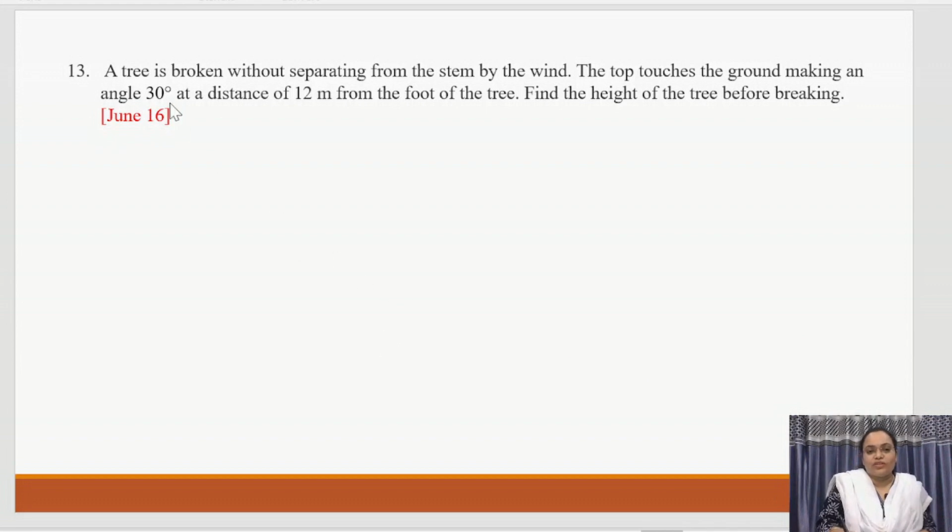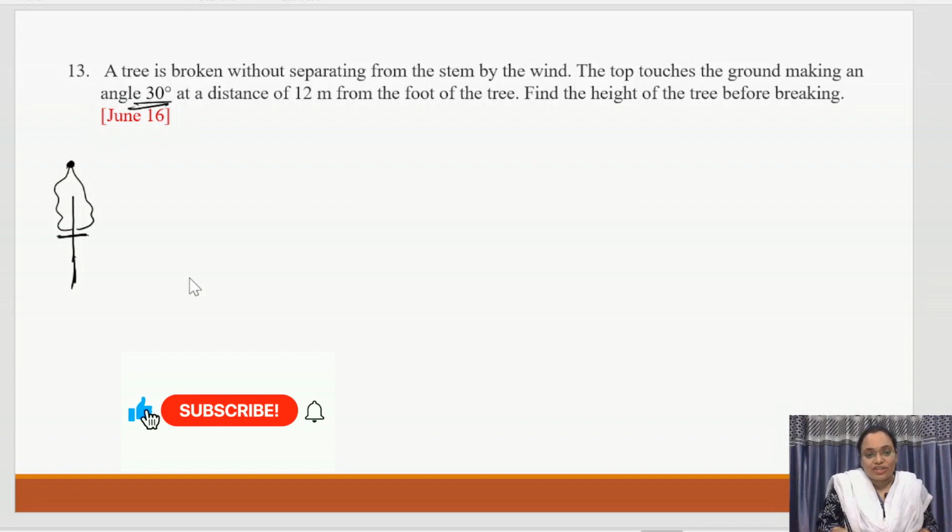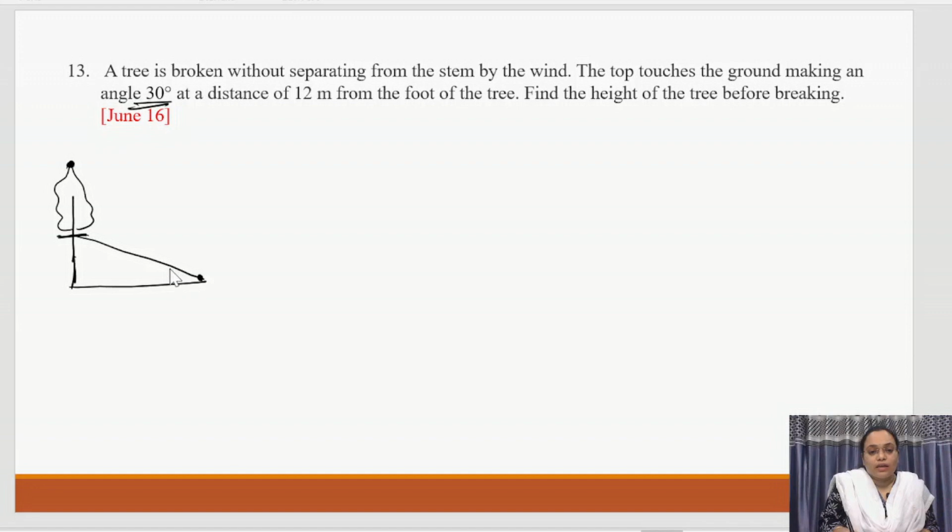Let us see the next question. A tree is broken by the wind without separating from the stem. So let us take this as a tree. This is broken, but it is not separated from the stem. The top of the tree touches the ground, making an angle of 30 degrees.